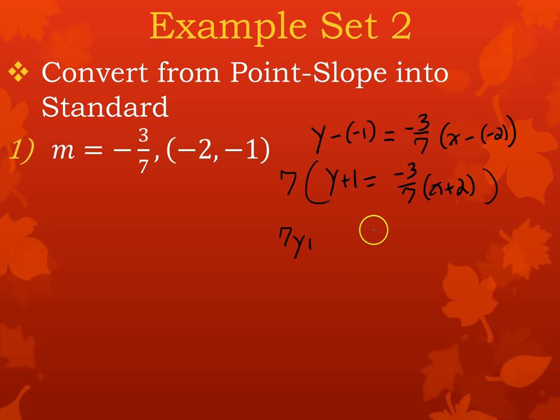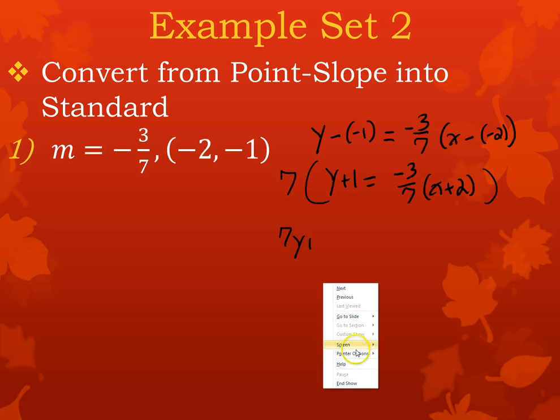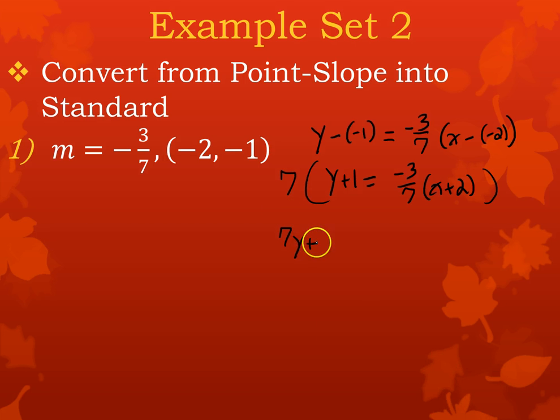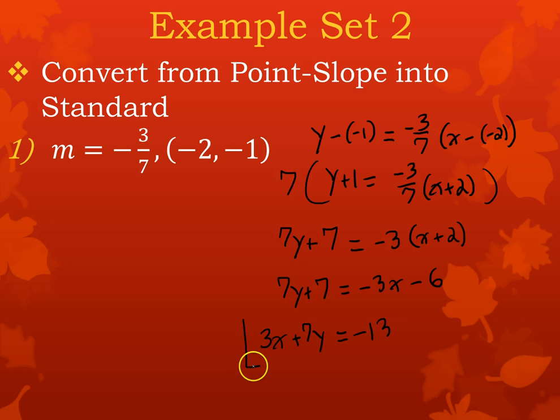Sorry about that, the pen was not working, so hopefully it can go back to working now. So 7y plus 7 equals negative 3 times our x plus 2. So now we go ahead and distribute. So we have 7y plus 7 equals negative 3x minus 6. I move the 3x over by adding, so it's 3x plus 7y. Move the 7 over by subtracting, equals negative 13. And there we have our answer in standard form.